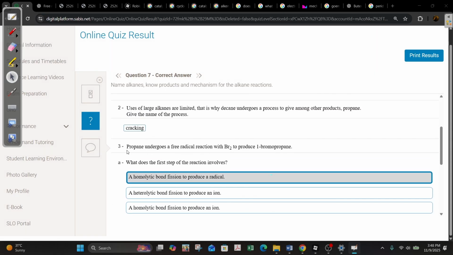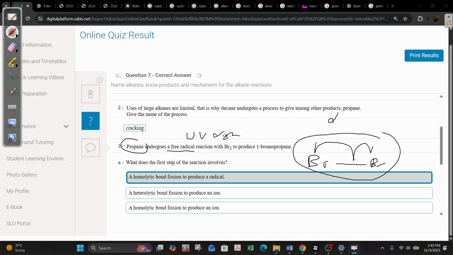Okay, this is a lot. Propane undergoes free radical reaction with bromine to produce 1-bromopropane. So what is this? Free radical. This is UV light. Easy. So this is free radical substitution. Okay, the first step in the reaction. I think I drew this before, but propane with bromine. The first step is that each electron goes to each of the bromine. And what is this process called? This is called homolytic fission.